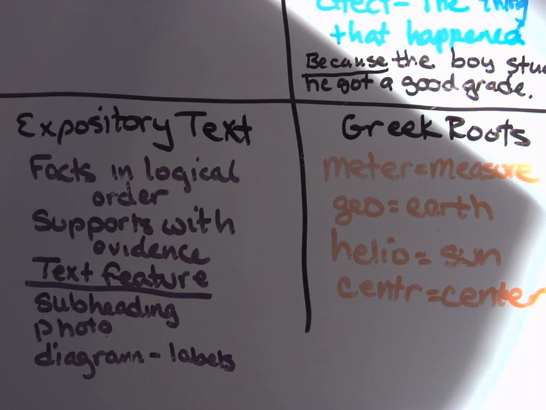Which one does it include? How does the title relate to the main idea? And then finally, how does the graphic text feature help you better understand the text? So how does this text feature help you to understand what you read about?